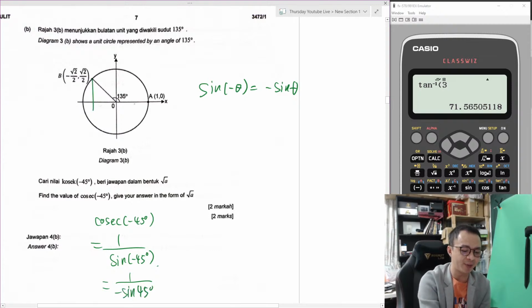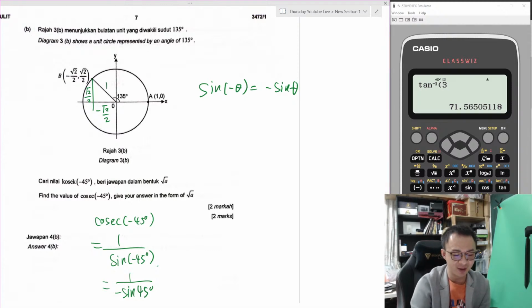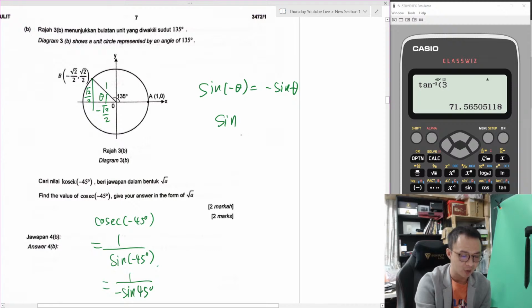So from here, I should be able to get my sine, because here is my opposite and adjacent. My opposite is square root 2 over 2. My adjacent is negative square root 2 over 2. This is the unit circle, so the hypotenuse should be 1. Therefore, I can get my sine theta at the second quadrant. Depends how you want to do it. Or you can straight away find sine theta, also can. So sine theta is basically square root 2 over 2. I mean sine 45, because we have a 45 degree angle at the second quadrant. So sine 45 equals this one.